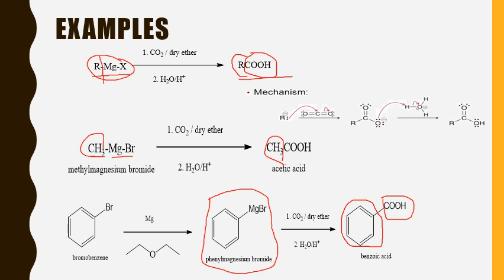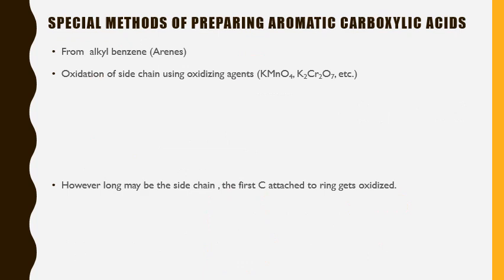So here is a mechanism for easier remembering. R minus from the Grignard reagent will add upon the carbon of carbon dioxide, and as soon as it adds, the pi bond from the C=O will be transferred to oxygen, giving O minus. So my structure will be RC double bond O minus. Upon hydrolysis with water, this will give you RCOOH. Okay, so this is the mechanism.